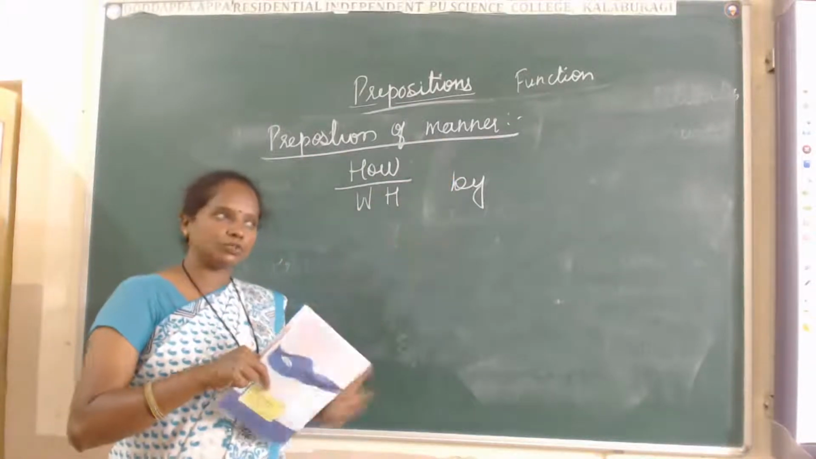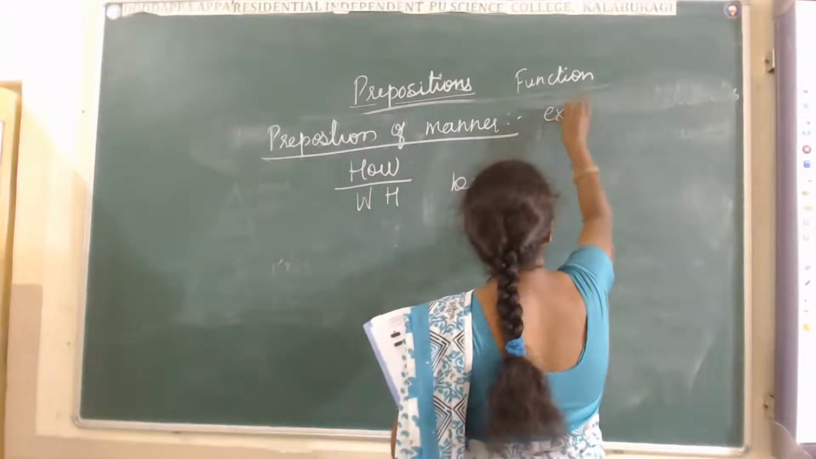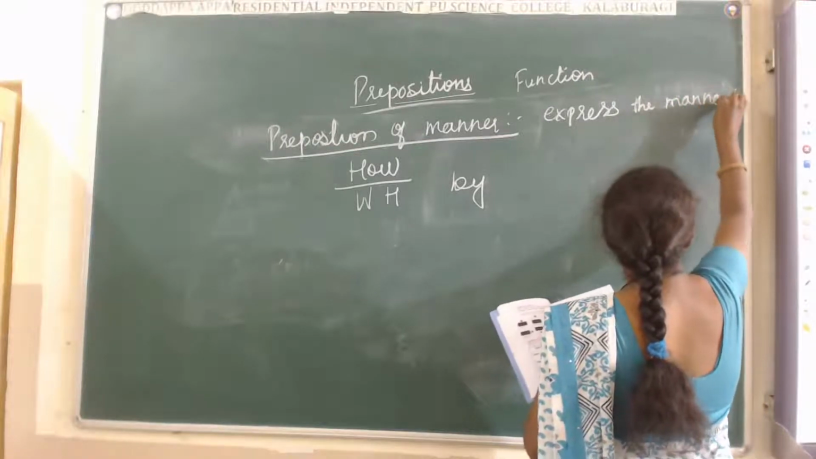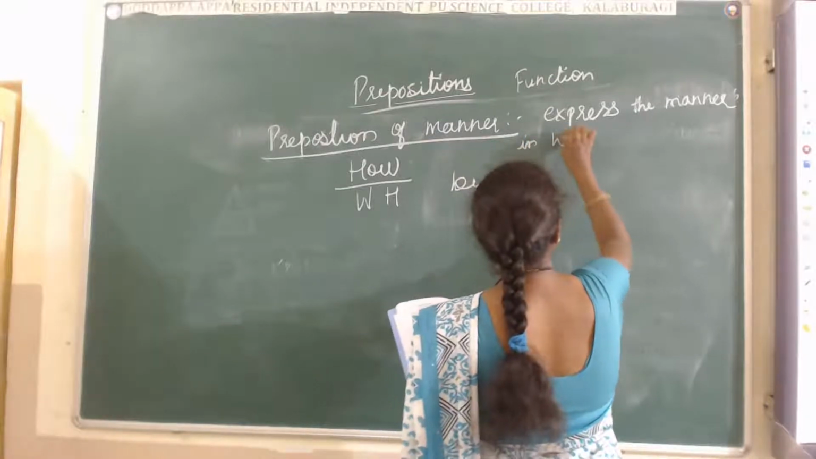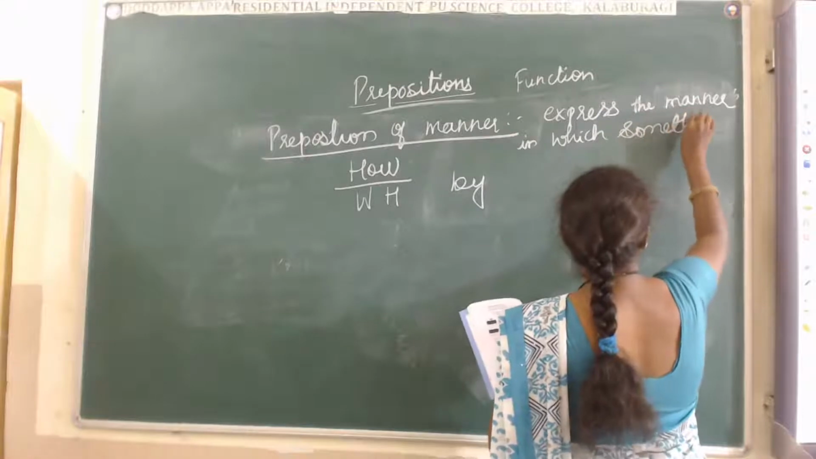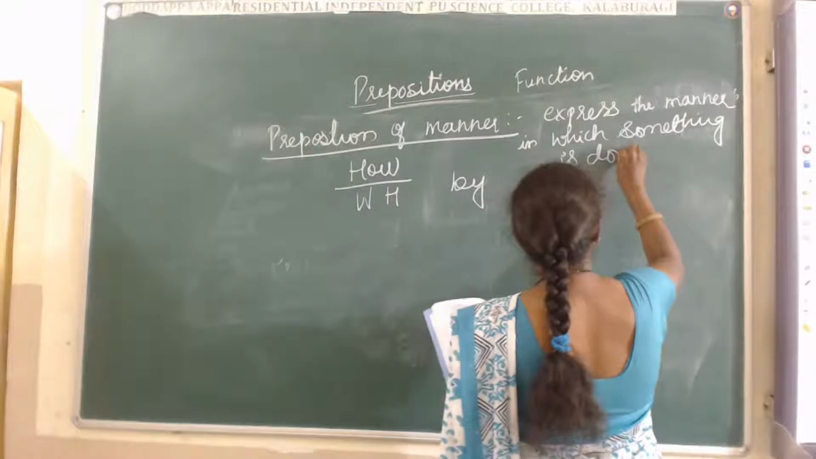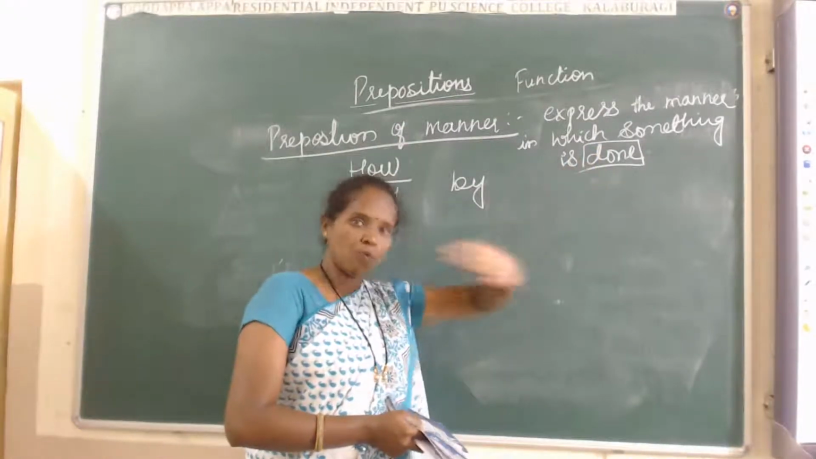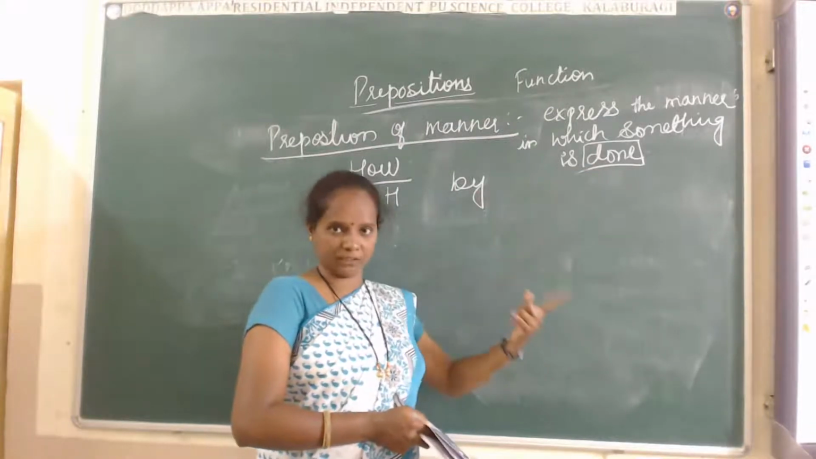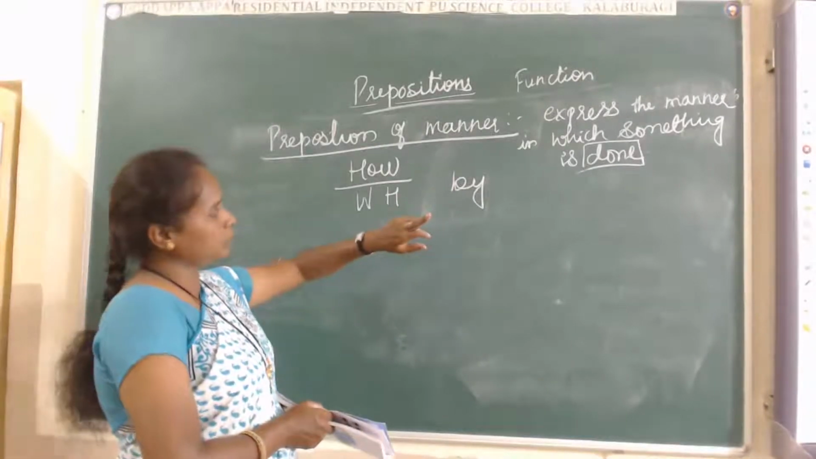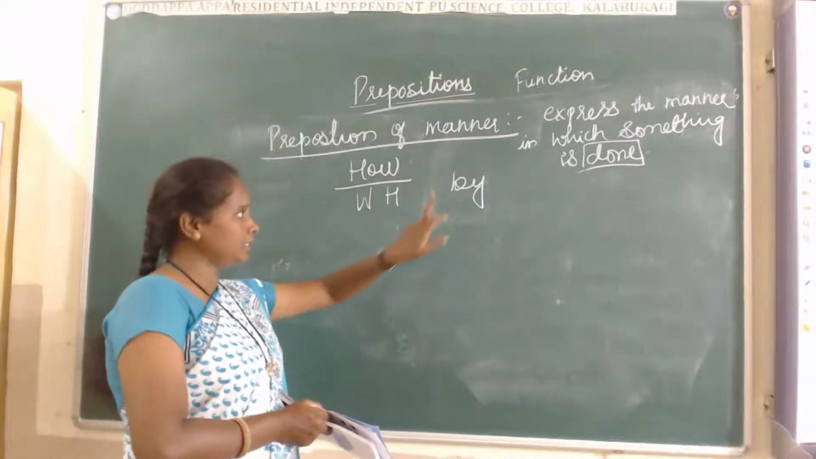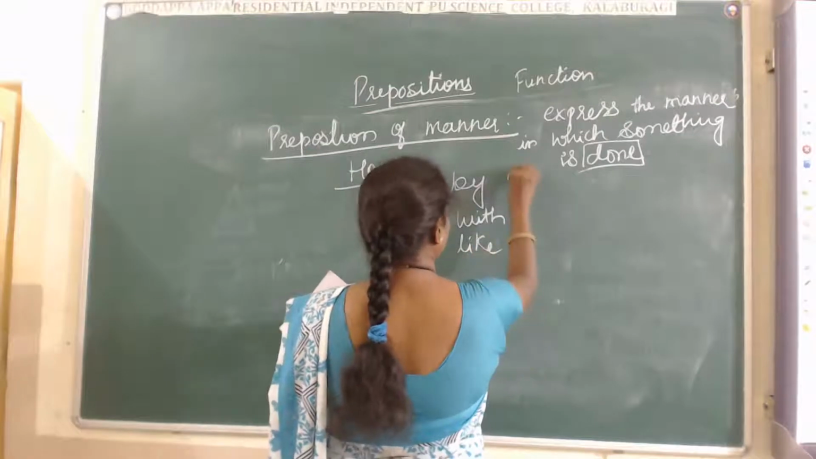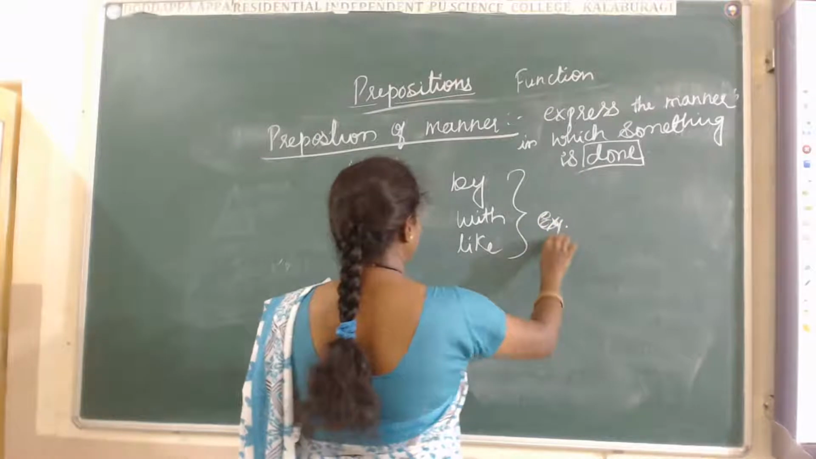Preposition of manner. What does manner show? It is used to express the manner in which something is done. See, this is very important here. The work is over. Something is done, the work is already over. To express that, we use by, with, and like. These are the examples for manner.